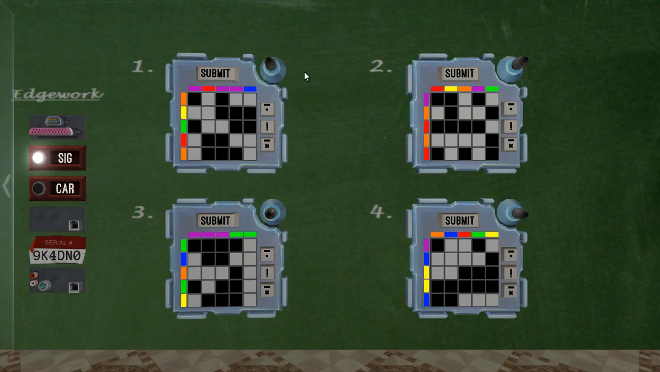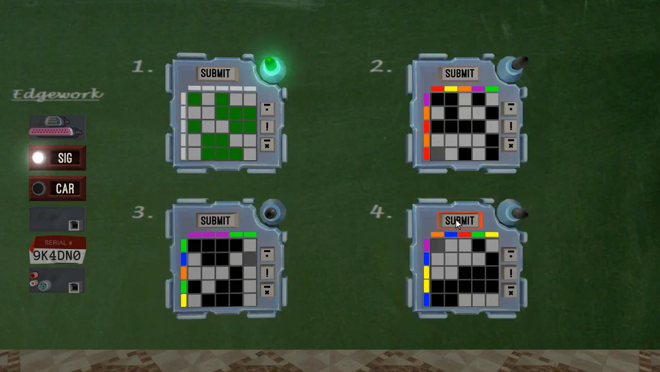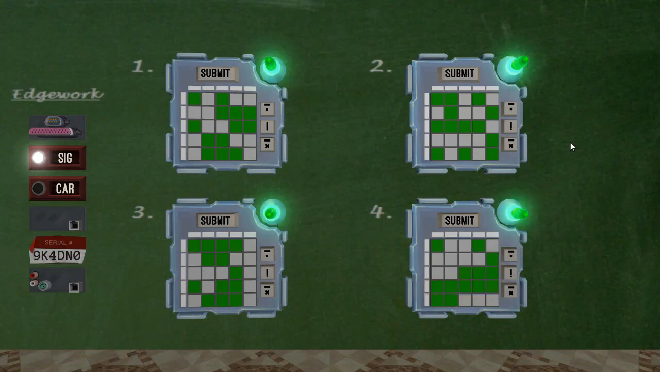And we'll go ahead and submit them to confirm them. That's a very satisfying sound. And those are our nonograms.